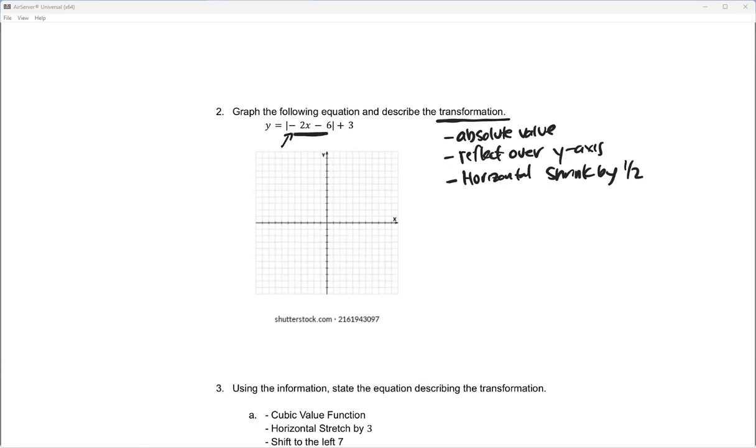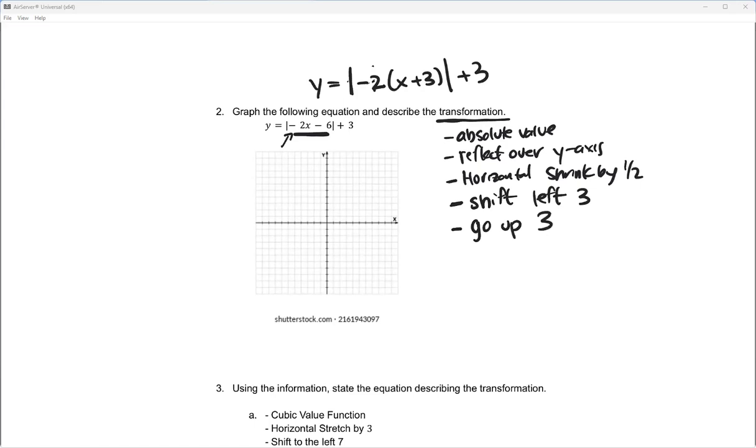All right. What do we do inside right here? We have to factor, right? Y equals -2 absolute value of (x plus 3), right? You guys remember that? Plus 3. Right, we have to factor out the -2. So what happens here? How much are we going, left or right? Shift left 3, right? And then what? Go up 3, shift up 3. Right?